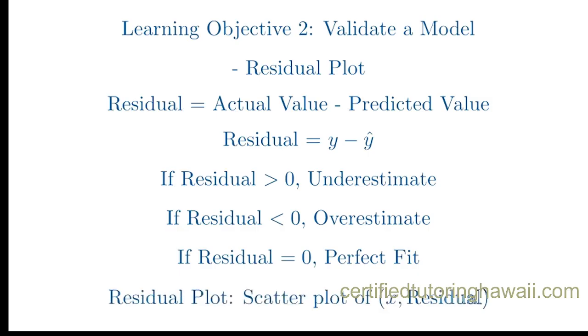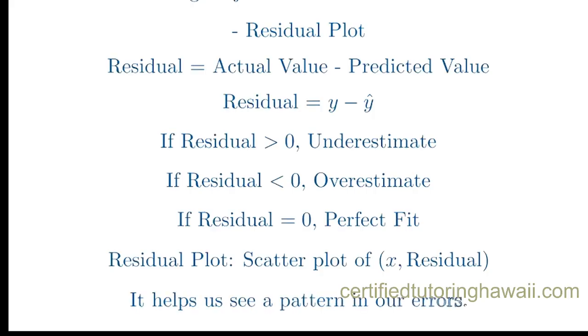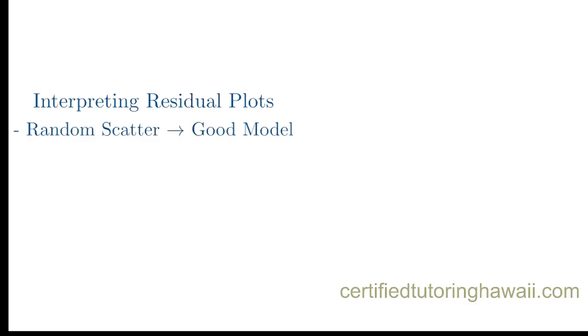A residual plot is a scatter plot of these residuals against the corresponding x values. It helps us see a pattern in our errors. So, a residual plot shows us how the errors of our model are distributed. It's a powerful way to check if our model is any good. Now, let's learn how to interpret a residual plot to validate a model. A model is considered appropriate if its residual plot shows no clear pattern. This is what we call random scatter.